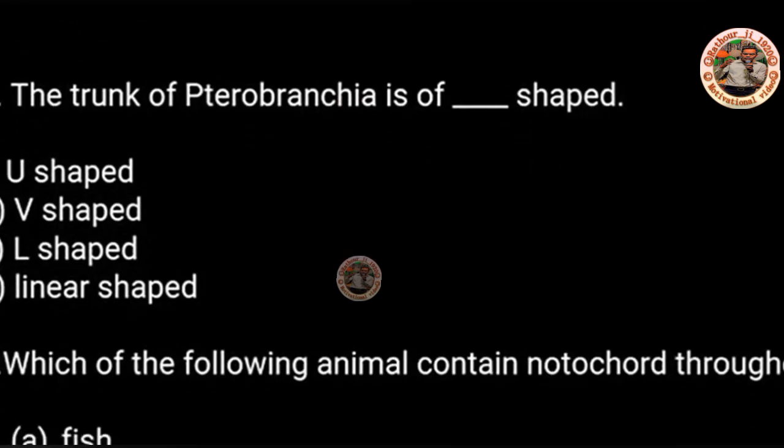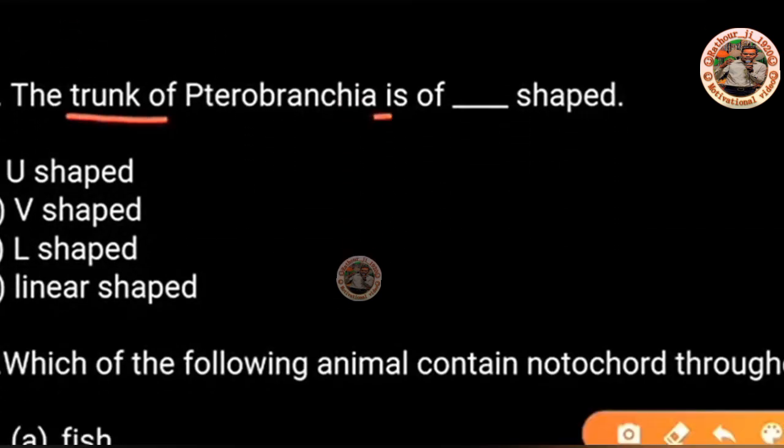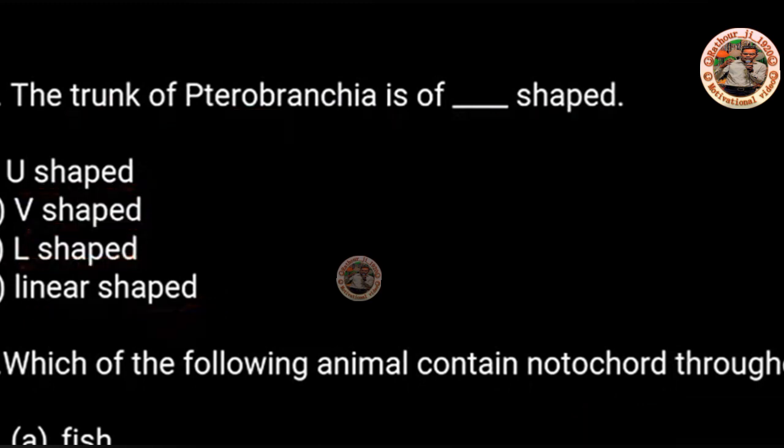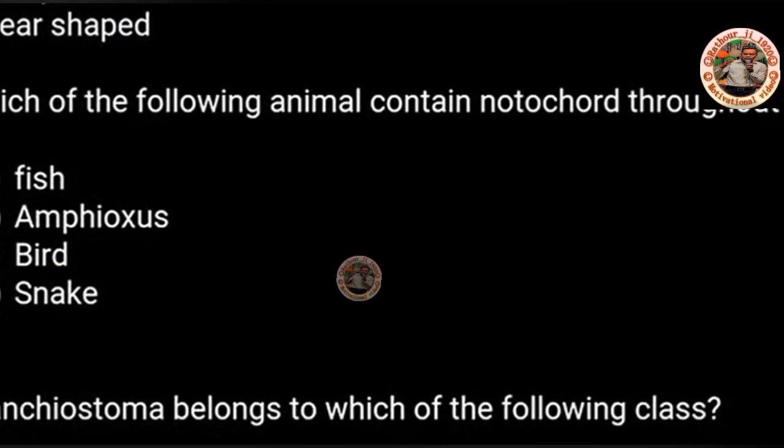Question 11. The trunk of Pterobranchia is of which shape? Option A, U-shaped. Option B, V-shaped. Option C, L-shaped. Option D, linear shape. So the right answer is option A, U-shaped. U-shaped trunk of Pterobranchia.